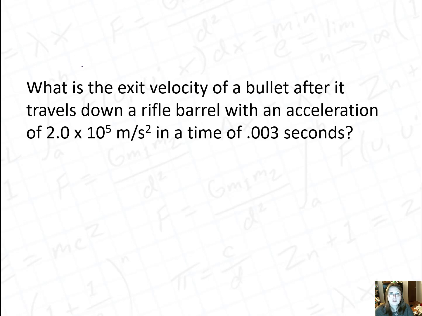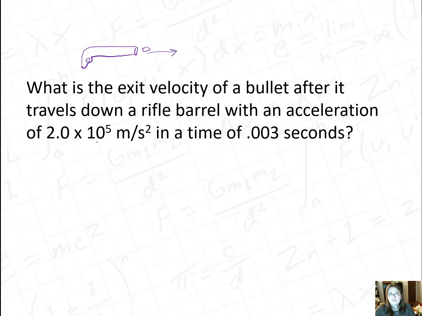Okay, so we want a bullet. Oh, it's a rifle barrel. I didn't realize that. That makes it a little easier for me to draw. I know a little bit better what that looks like. Not quite long enough for a rifle, but it's all right. The bullet comes out like that, and it's going to the right.